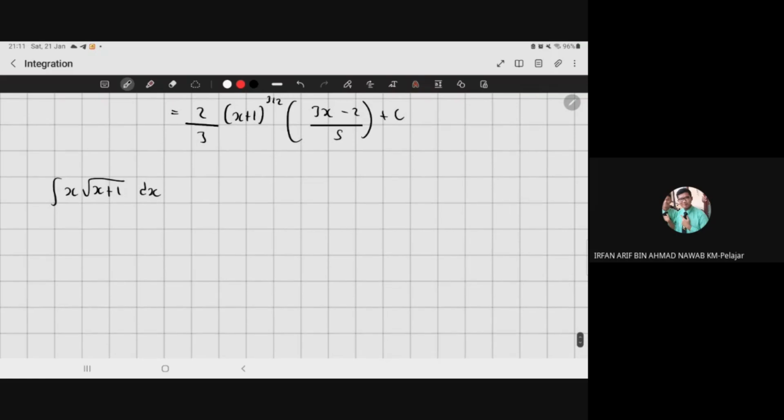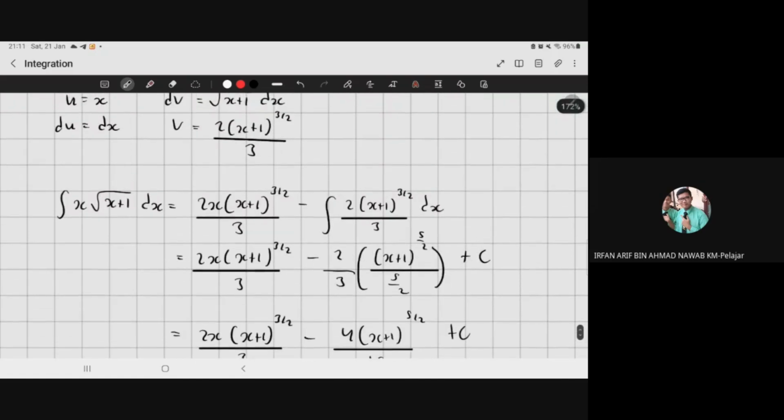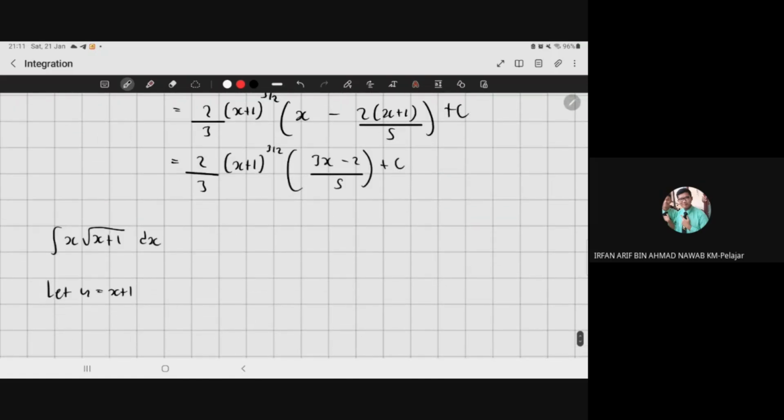So remember, if you want to substitute a term, pick one which looks complicated. For example here I pick let u is equal to x plus 1. This is because it's a square root and I would like to simplify the square root in an easier way, which is in a single term. Unlike in this square root, it's a binomial. A binomial means that it has two terms.